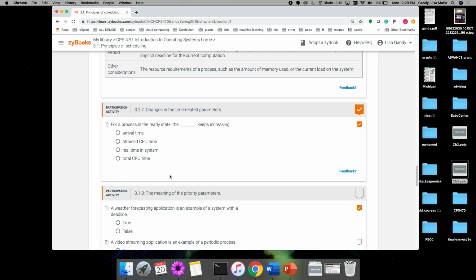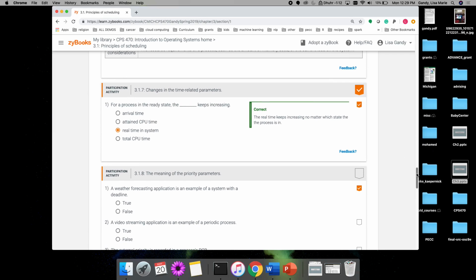Is it total CPU time? Real time. Oh, yeah, it is real time. Sorry, my brain. It is the real time, because the real time is going to keep increasing no matter which state it's in. Both these CPU times have to do with the time they have in the CPU, different metrics. And arrival time is just going to be one, when it came into the ready list, so that's not going to change unless it's going back and forth.